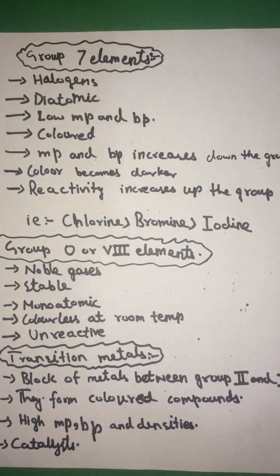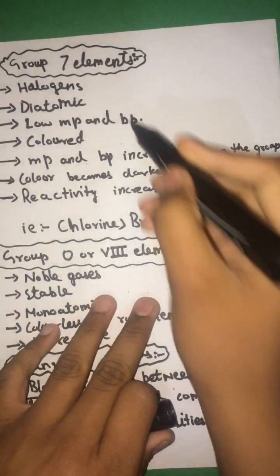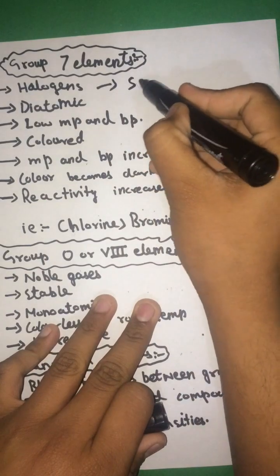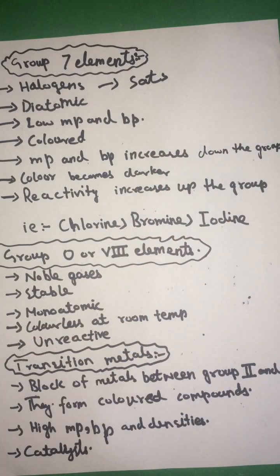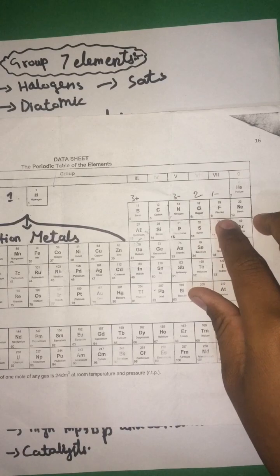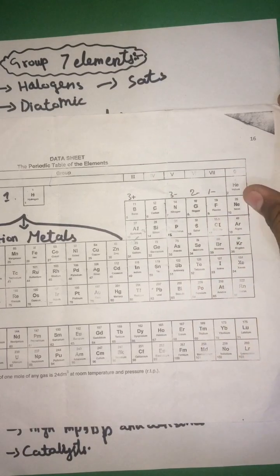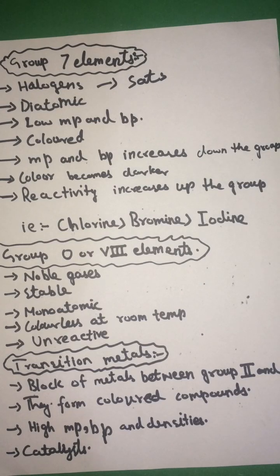Next, the difference between the group 1 elements and group 7 elements is that the group 7 elements are called halogens or salt formers. I may write it over here. When they react, they form salts. They are diatomic, means that there are 2 atoms when they react. I can show you the group 7 elements. They're called fluorine, chlorine, bromine, iodine and astatine, the elements in the group 7. They are colored. This is the most amazing fact about the group 7 elements.